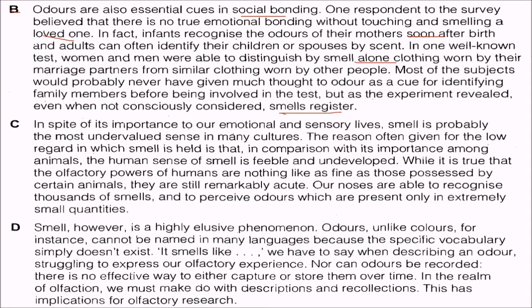In spite of its importance to our emotional and sensory lives, smell is probably the most undervalued sense in many cultures. The reason often given for the low regard in which smell is held is that, in comparison with its importance among animals, the human sense of smell is feeble and undeveloped. While it is true that the olfactory powers of humans are nothing like as fine as those possessed by certain animals, they are still remarkably acute. Our noses are able to recognize thousands of smells and to perceive odors which are present only in extremely small quantities. Smell, however, is a hugely elusive phenomenon. Odors, like colors for instance, cannot be named in many languages because the specific vocabulary simply doesn't exist.